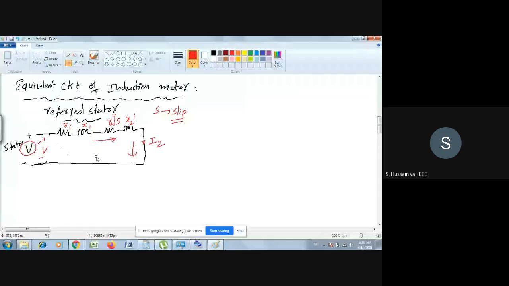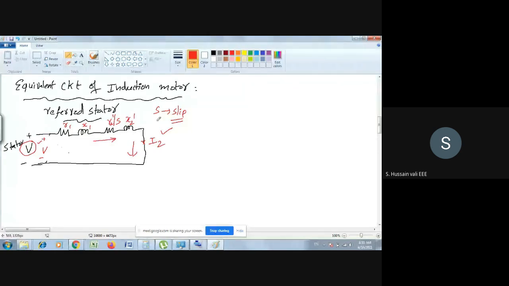Then how can I write I2 from this circuit diagram? I will tell one more thing: R1 is the stator resistance, X1 is the stator reactance, R2 dash by S is the rotor resistance referred to stator, and X2 dash is the rotor reactance referred to stator. So we have already converted from the rotor side to the stator side.